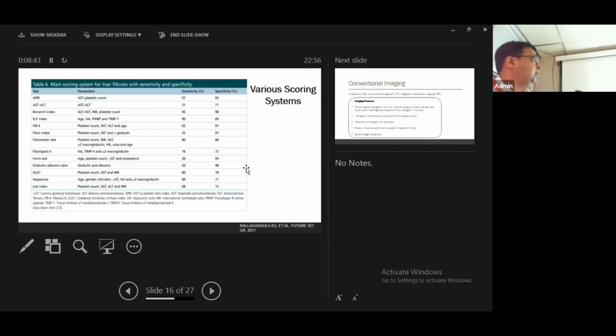This is the chart showing sensitivity and specificity of various indirect serological markers. Sensitivity of APRI is about 57% and specificity is about 93%. For the FIB-4 index, sensitivity is about 65% and specificity is about 97%.